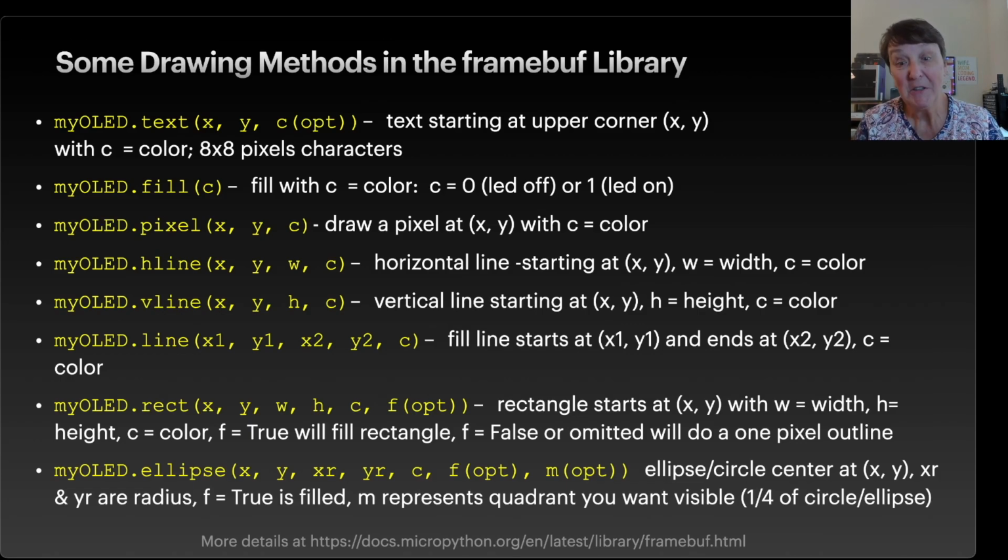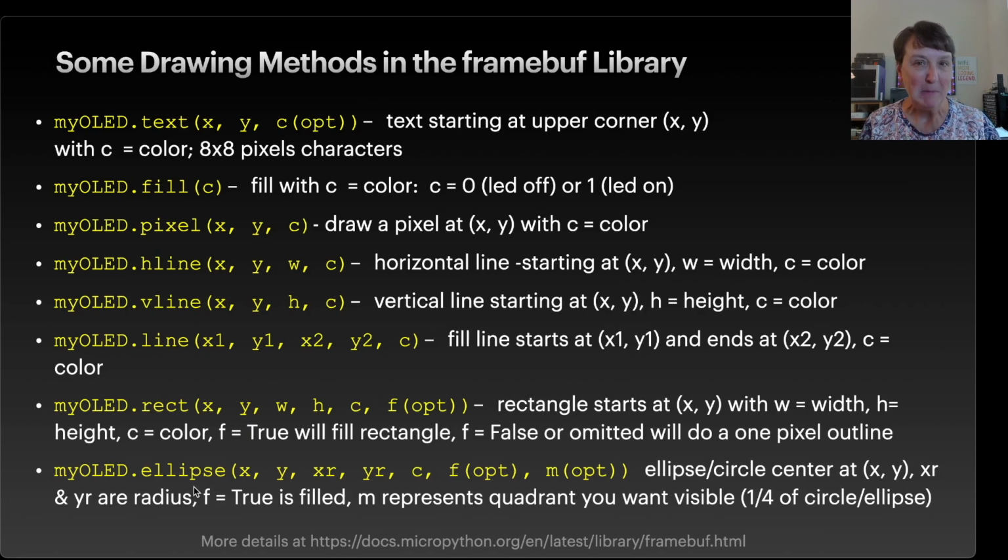And the ellipse allows you to draw a circle very simply. And it's actually quite functional. You can fill, you can just show certain quadrants. So you can draw circles if you make the radius in both directions the same. But you can also do ellipses as well. So when I first saw that, I said, I'm guessing that wasn't his intention, that we all find the ellipse method in the FrameBuf library.